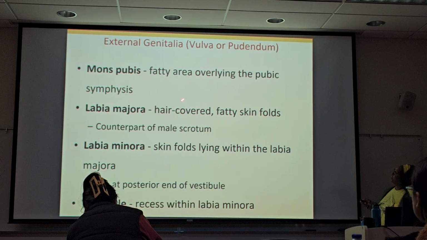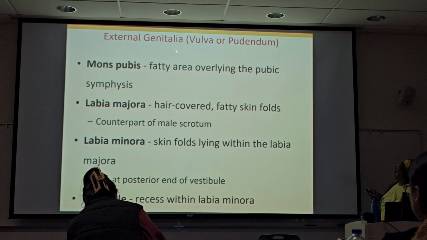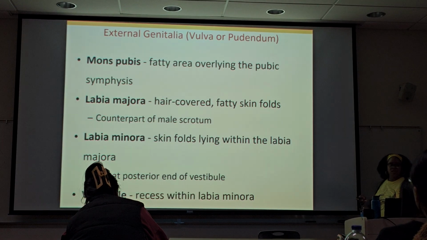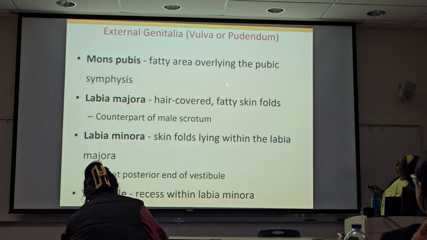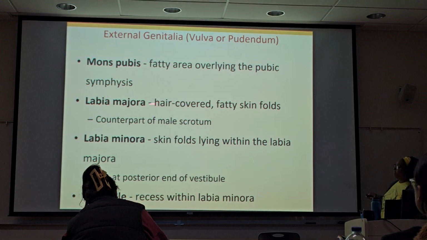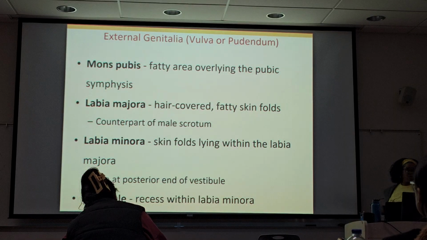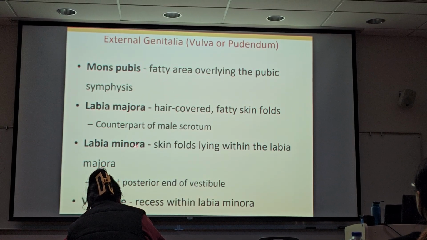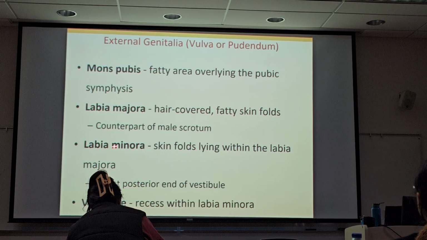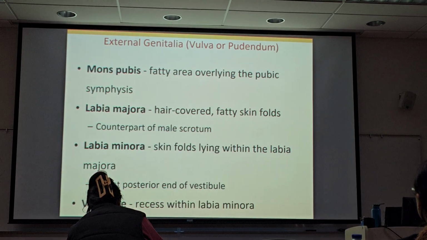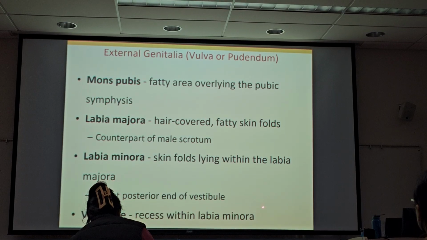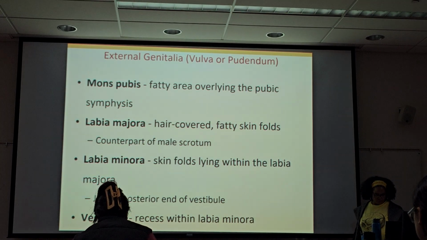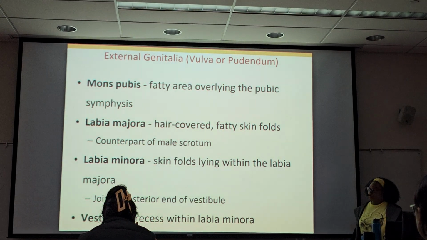Externally, the female genitalia consists of the mons pubis, the area that has pubic hair. And then the lips of the vagina. There are outer major lips, labia majora, and inner minor lips, labia minora, that surround the vestibule of the vagina, okay, where we find the urethra and the vaginal orifice.